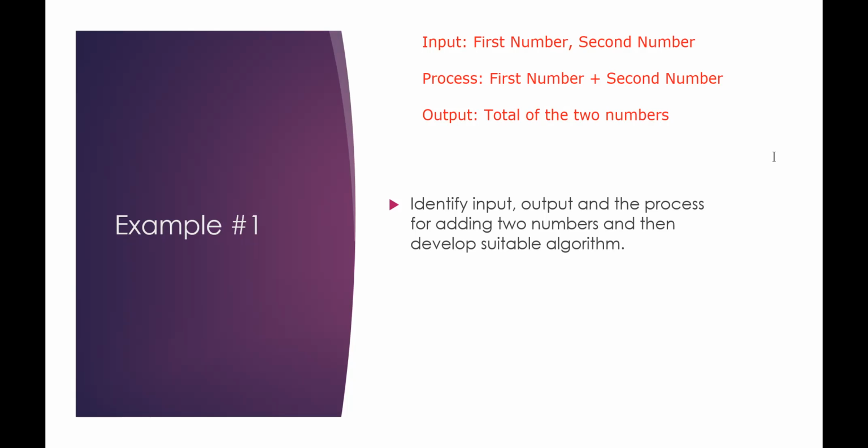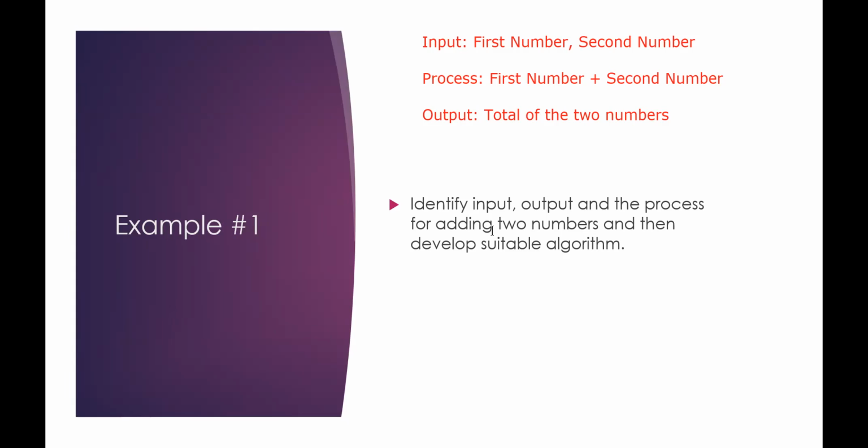So when you add two numbers, we identify the input as the first number and the second number. Then the output is the total of the two numbers. And then the process is we add these two numbers. So simply you can say addition of the two numbers, so that's also okay.